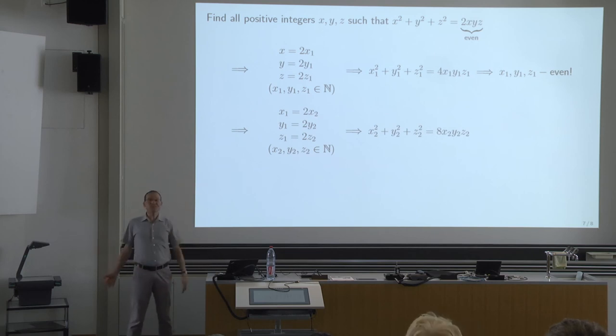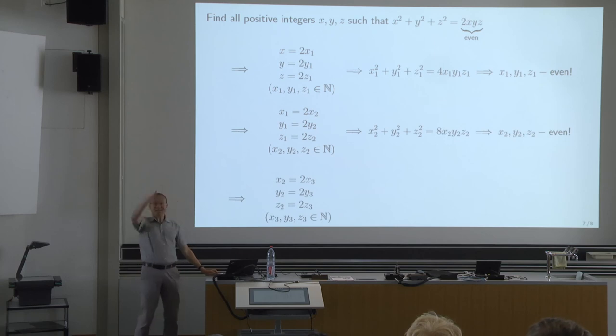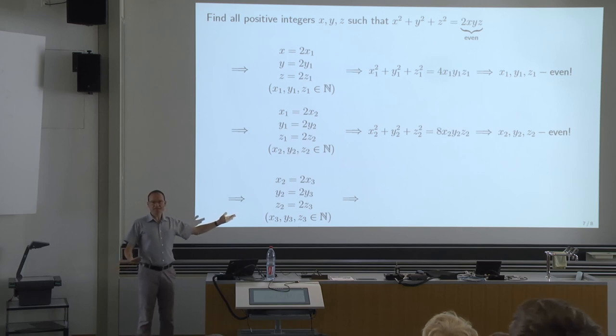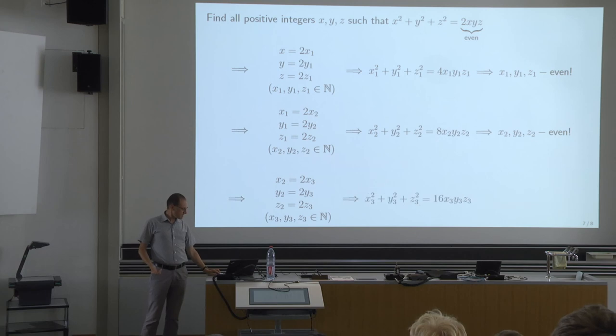Look at that equation. What can you say now about x2, y2, and z2? Yes? They are all even. Absolutely. And then you write them as 2 times x3, 2 times y3, 2 times z3. That's how you represent three even numbers. Then x3, y3, z3 will satisfy likewise an equation. What is the equation that they will satisfy? Yes? Absolutely. The 8 becomes a 16.